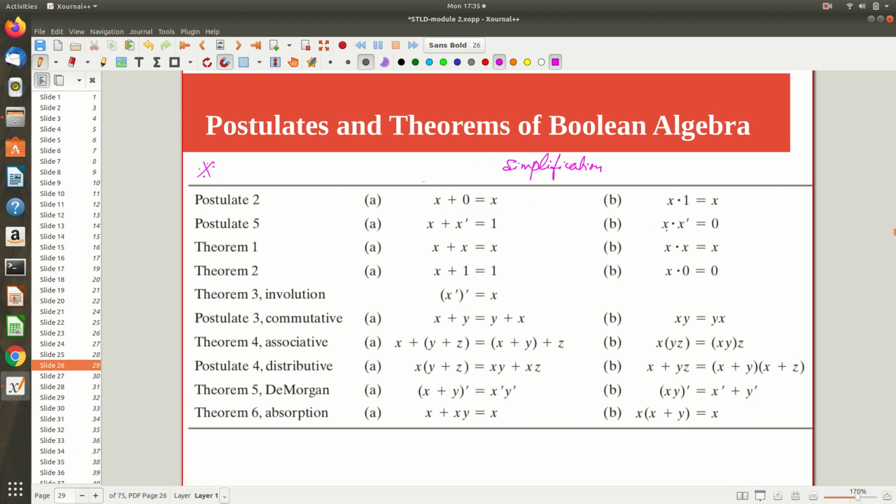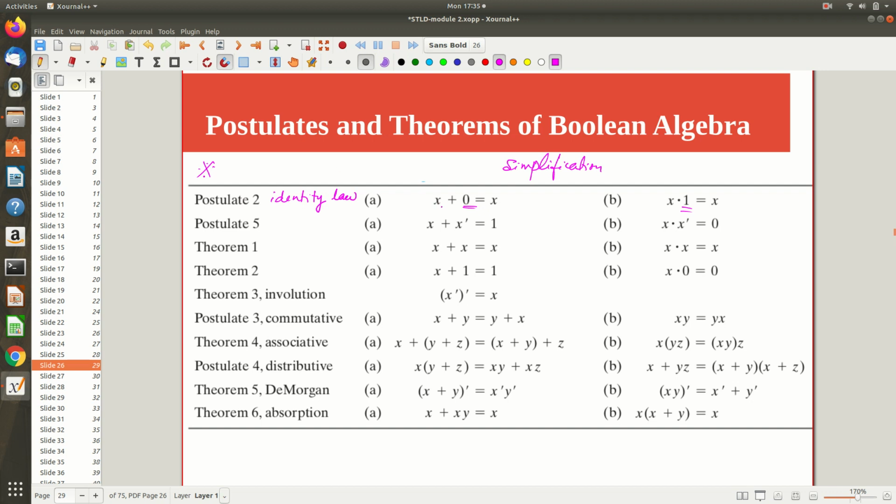Can you tell me what this law is? What is this 0 and what is this 1? This is the identity element, right? For plus, 0 is the identity, because after performing addition with 0 you get x. Similarly, with multiplication, in the sense of the AND operation with 1, you get x itself. That is the requirement for an identity element. So remember, for postulate 2 you don't have to remember the number, that is my opinion. You can remember it as the identity law. So this is the identity law.